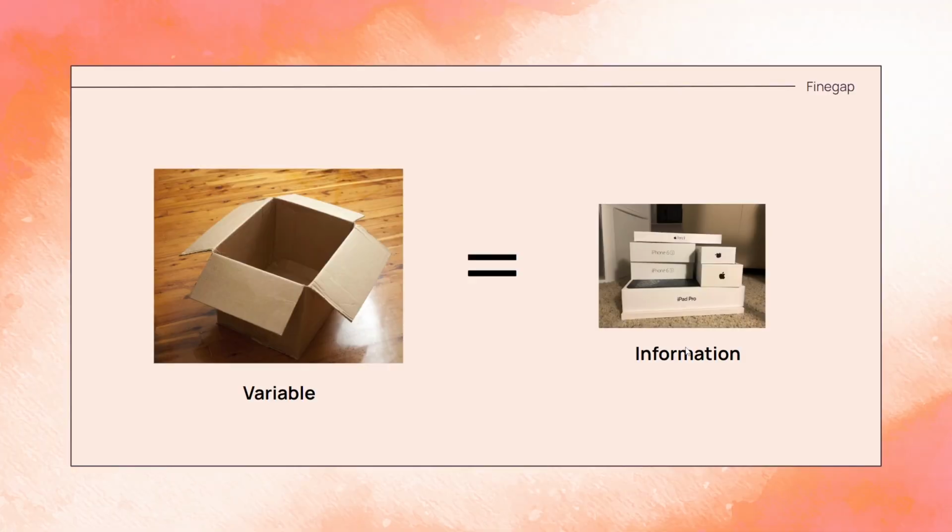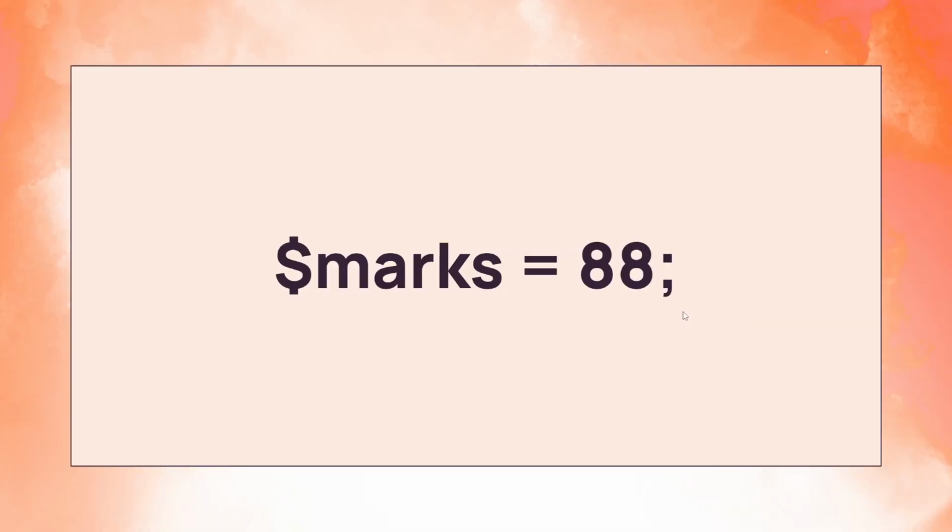By looking at this picture, you can easily understand the concept of variables in PHP. You can think of a PHP variable like a box, and the values that we save in our variable like these items. So as we can save these items inside this box, similarly we can save information in our variables in PHP. Here is an example of a PHP variable.